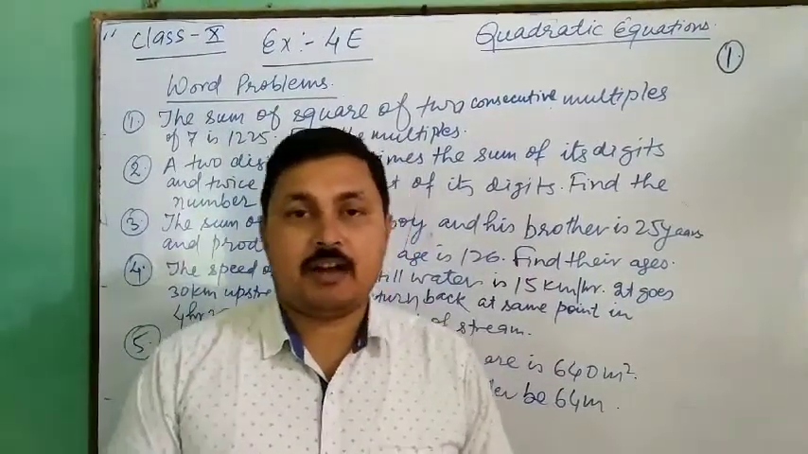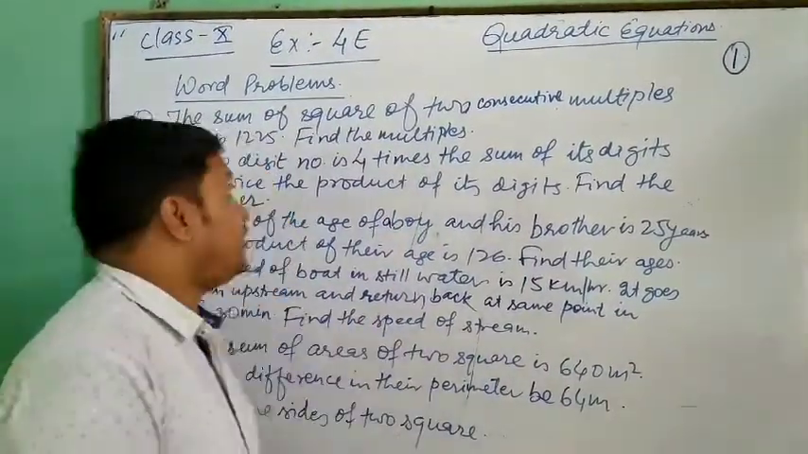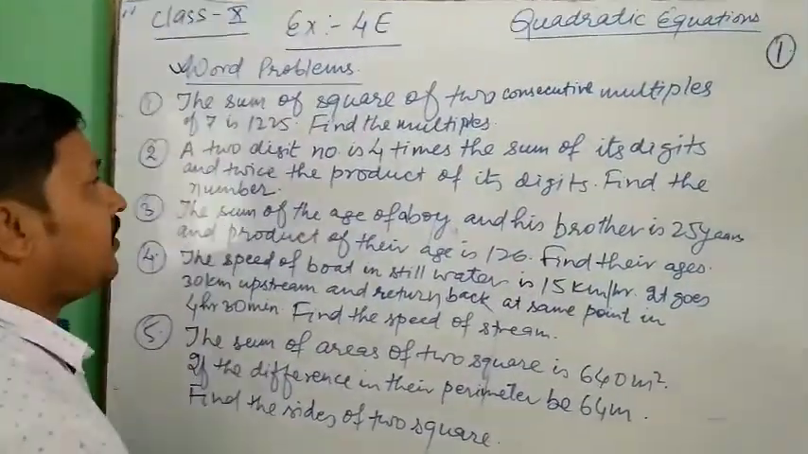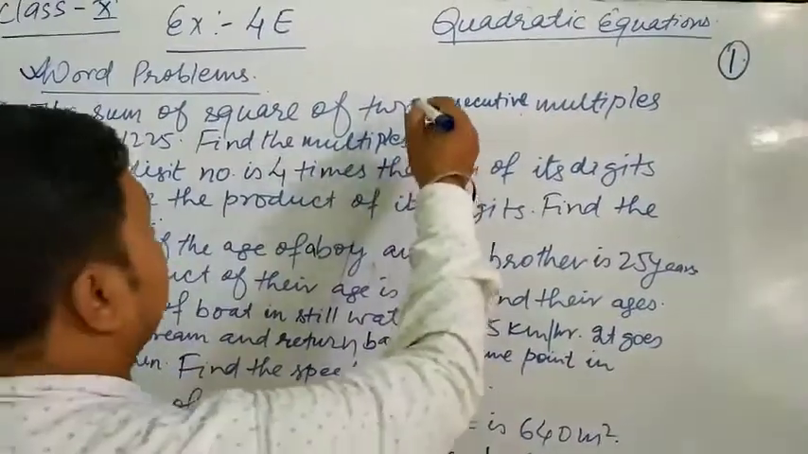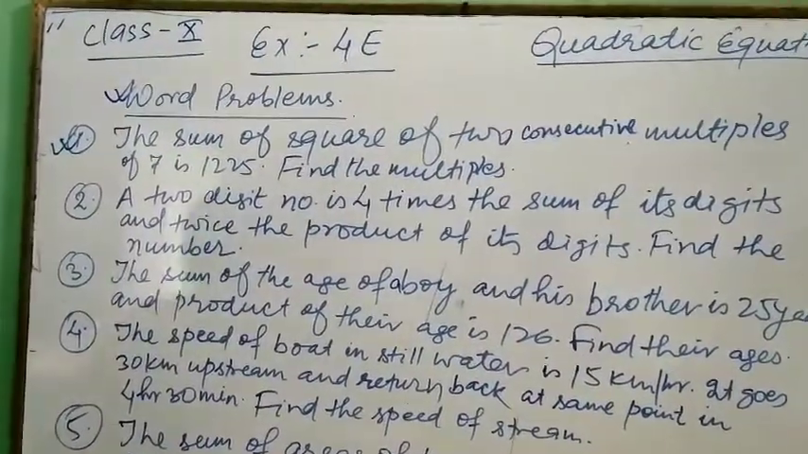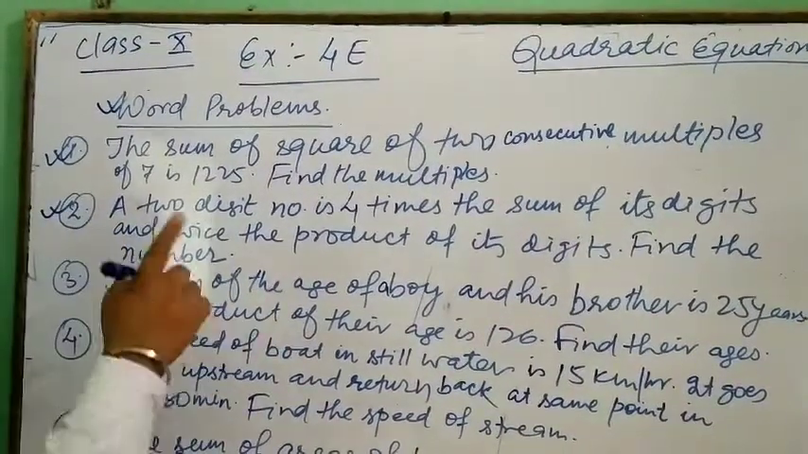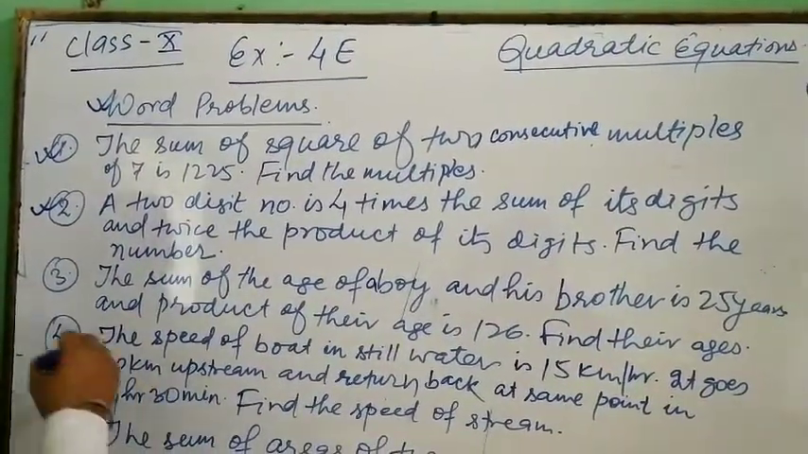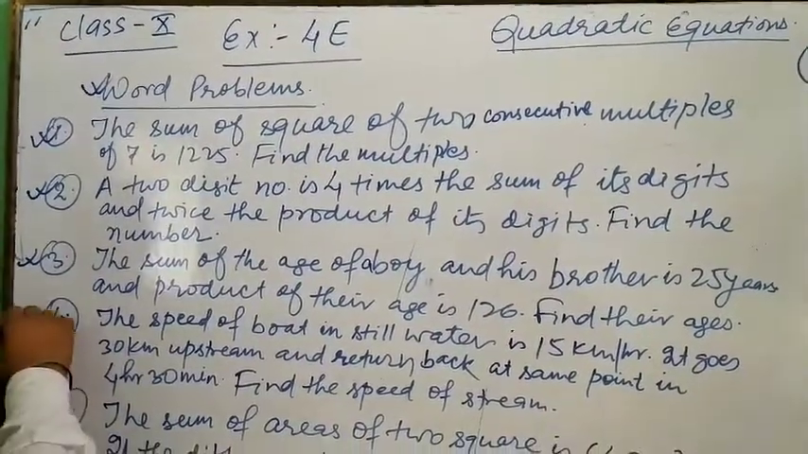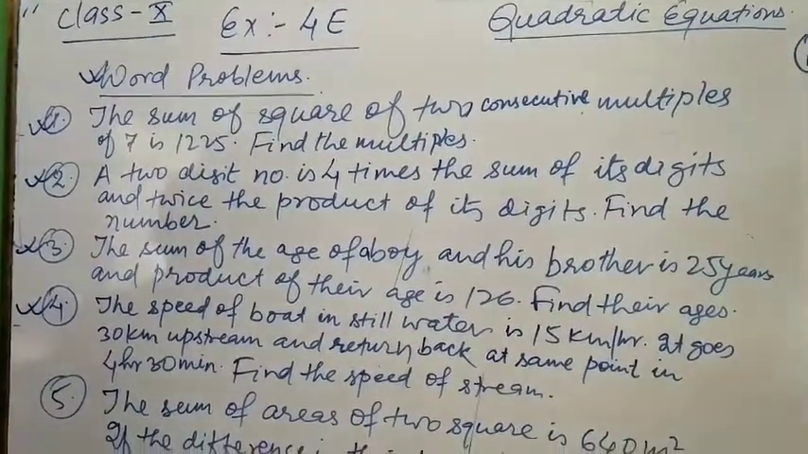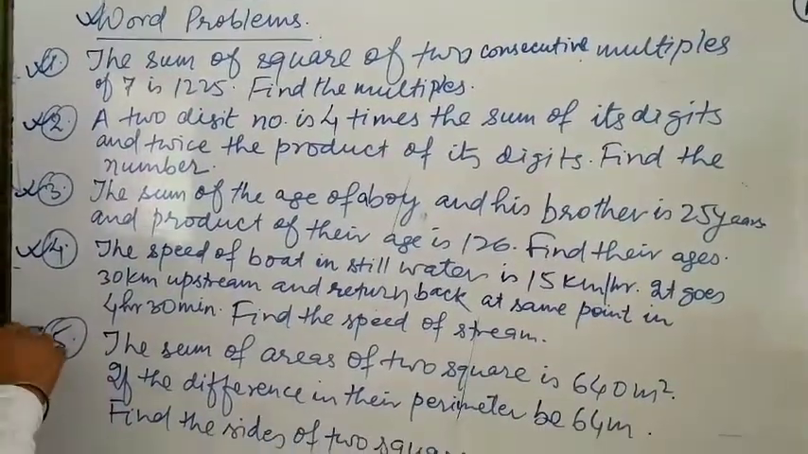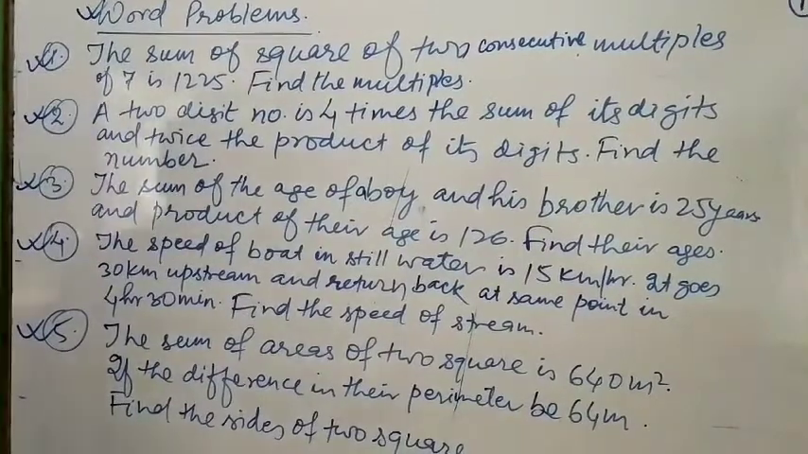In exercise 5e, the problems are word problems. There are many types of word problems. The first question is on the basis of numbers, the second question is also on the basis of numbers, the third is on the basis of age, the fourth is on the basis of speed, distance and time, and the fifth question is related to geometry.